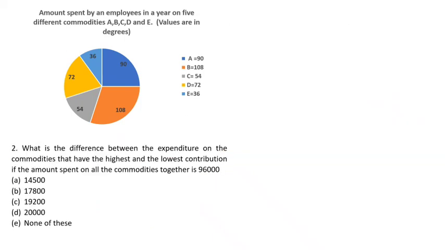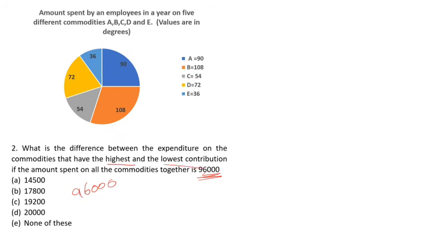The next question is here. What is the difference between the expenditure on the commodities that have the highest and the lowest contribution if the amount spent on all the commodities together is 96,000. Here the amount given is 96,000. What is the difference between the expenditure on the commodities that have highest value and lowest value?